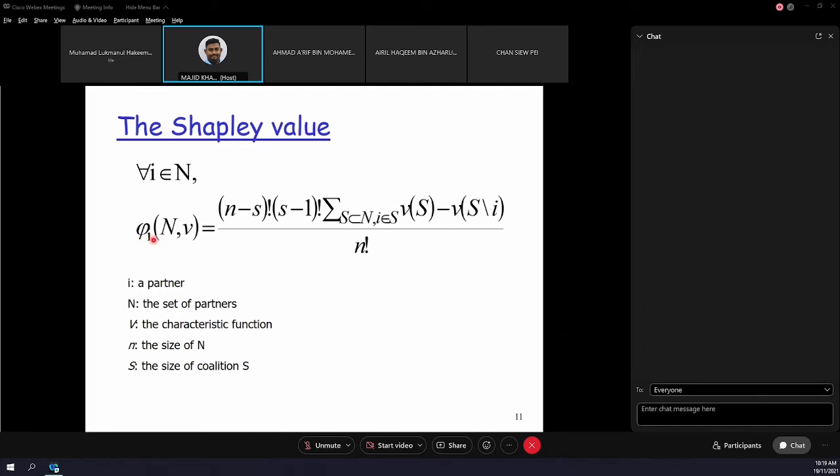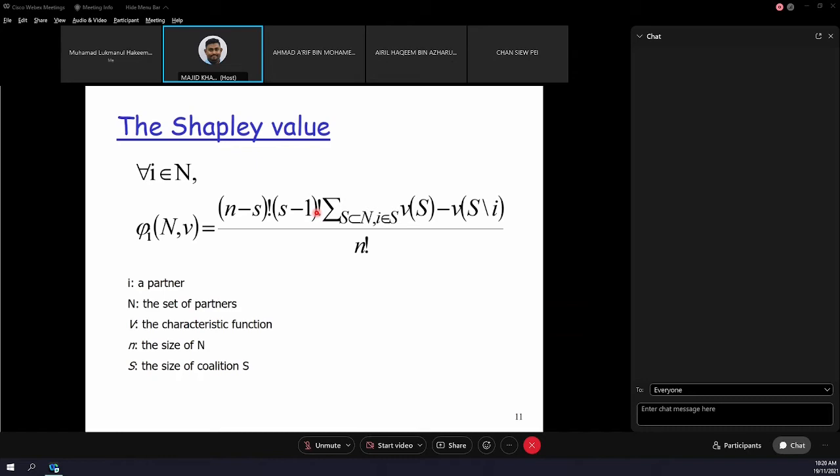For n players with value, you should get n minus s factorial. And here the small n means the size of N, minus s. S is the size of the coalition, minus 1 factorial, and summation with the value. And do remember, the important thing is you need to do it sequentially and in order.